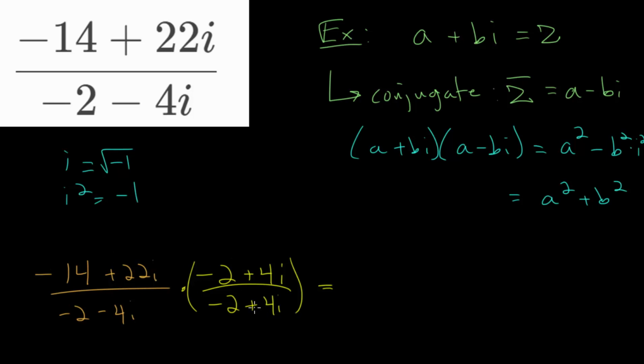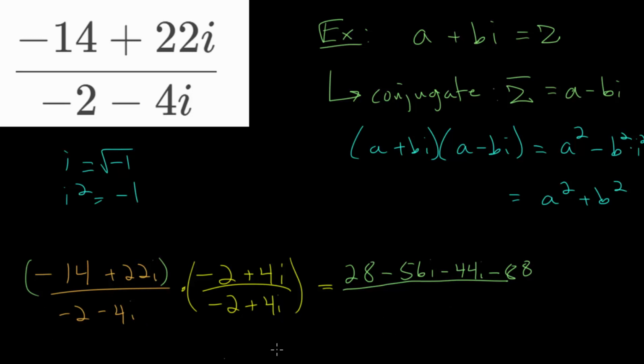In the numerator, it's a little bit messier, but we have -14 multiplied by -2, which is 28. Then we have -14 multiplied by 4i, which would be -56i. 22i multiplied by -2 would be -44i. Then 22i multiplied by 4i would be 88i squared. But since we have i squared multiplied by 88, that would be -88. So we're really just subtracting 88 here. Anytime we have i times i or i squared, that is really just -1.